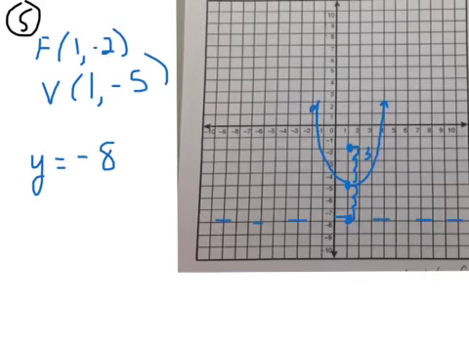Again, the only idea we have to use here is that every point on this parabola is the same distance from the focus and the directrix. So if I know the distance to the focus, I can count down and get the distance to the directrix, figure out where a point is, and draw a horizontal line through it.